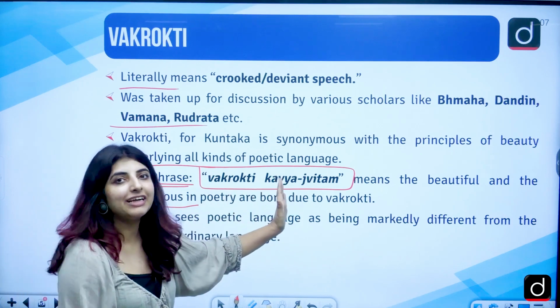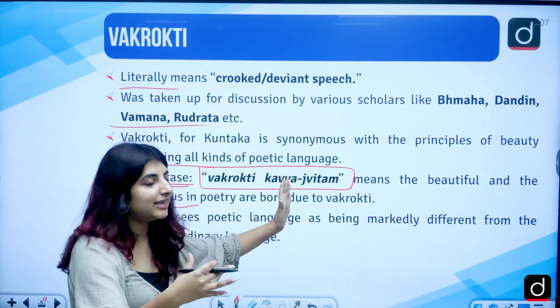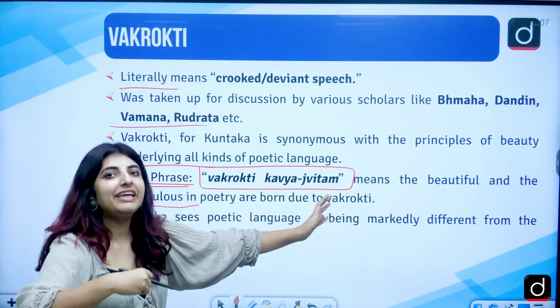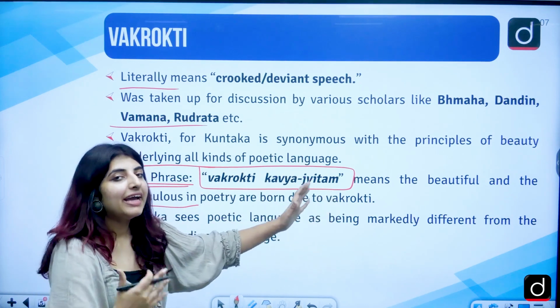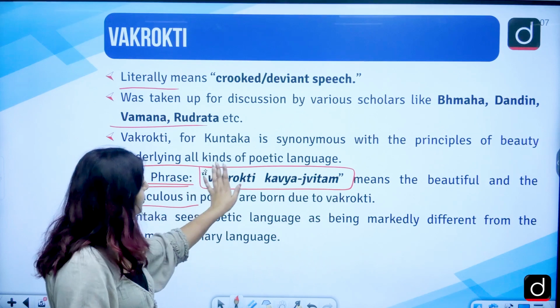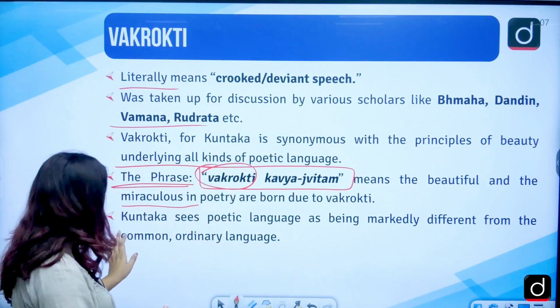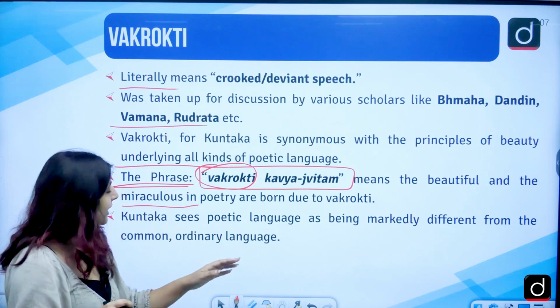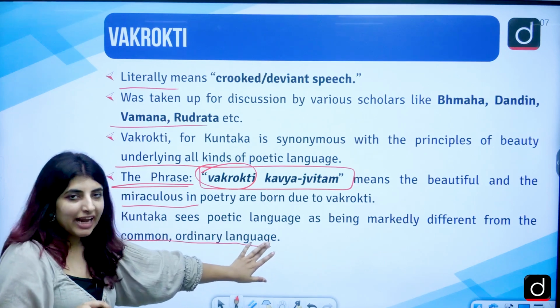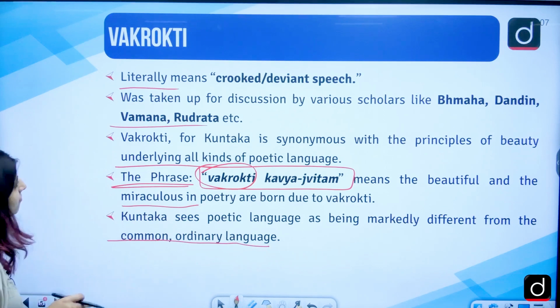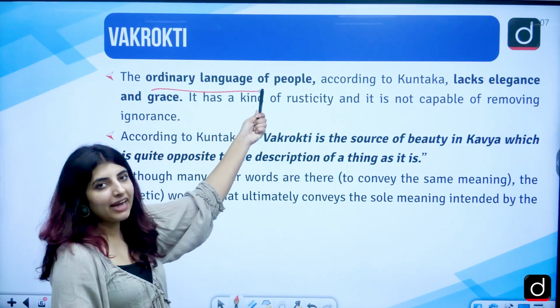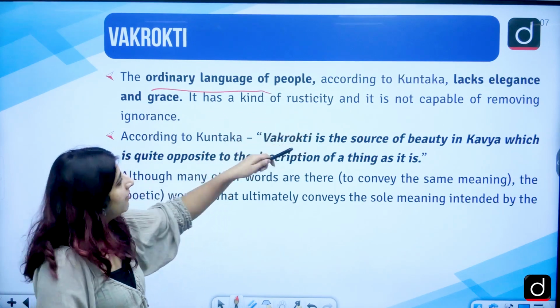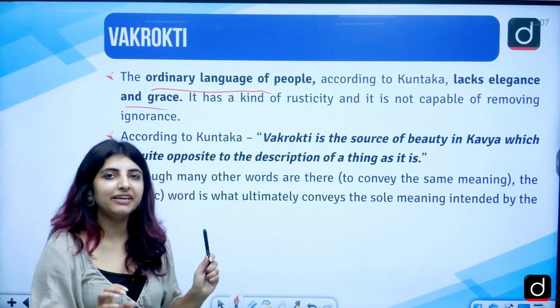Vakrokti की वजह से काव्य में, मतलब basically काव्य जीवितम. They live, they beautify, they get beautified because of the usage of Vakrokti. He sees poetic language as being marked differently from the common ordinary language. As I already told you, he says the ordinary language of people, according to him, lacks elegance and grace.